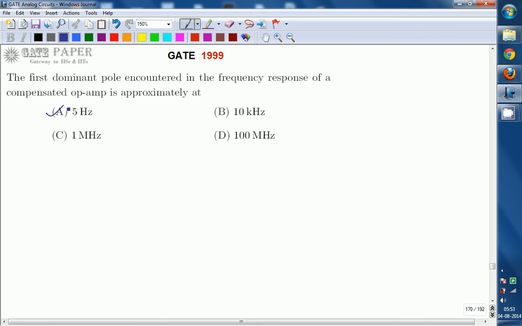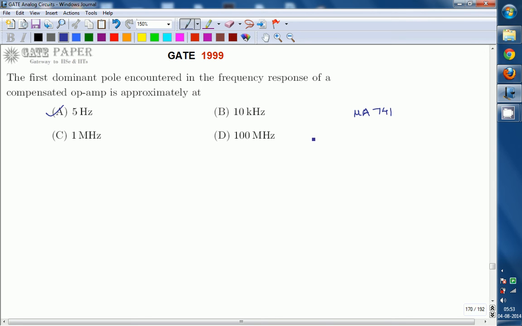Compensation is provided for the op-amp in two ways: either external compensation or internal compensation. The best example of an internally compensated op-amp is the μA741. The μA741 is one of the good examples of an internally compensated op-amp. The μA prefix implies that it is manufactured by the Fairchild company.